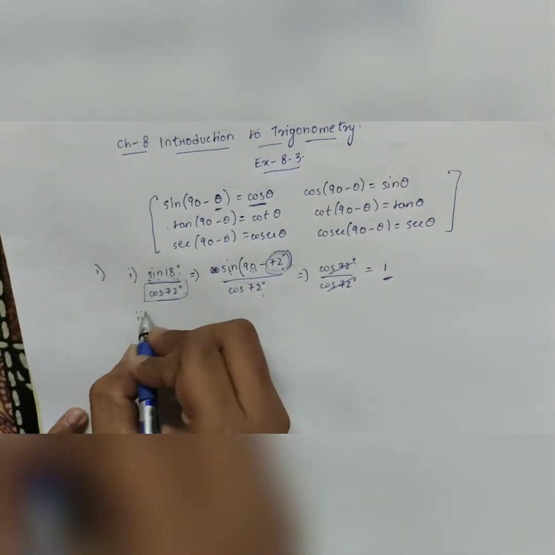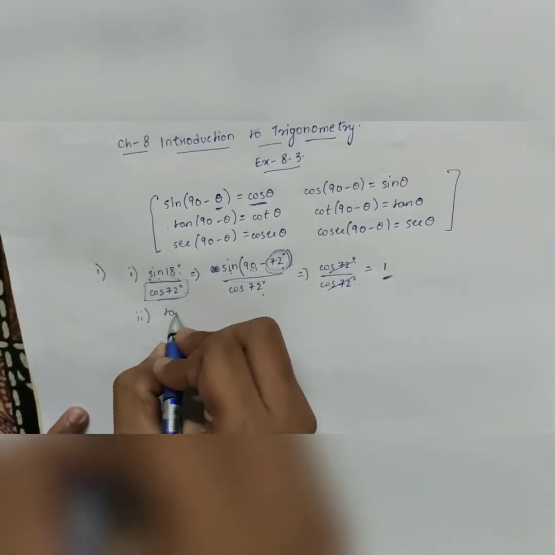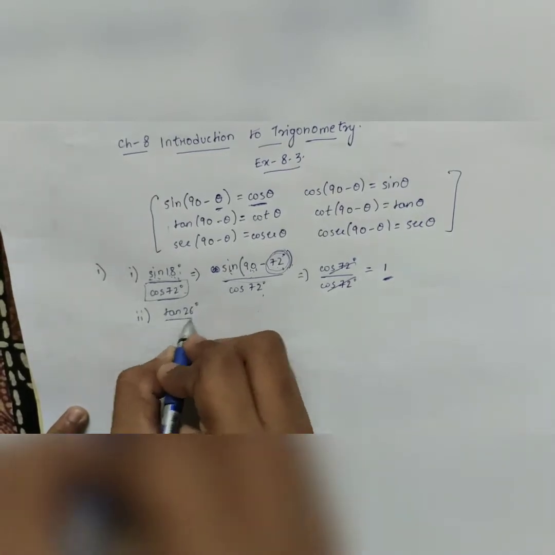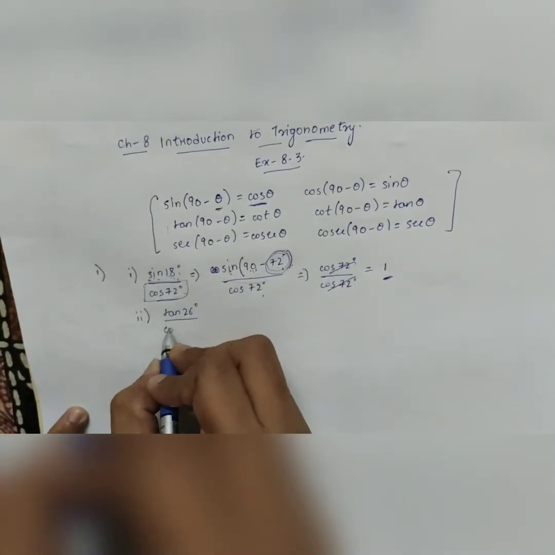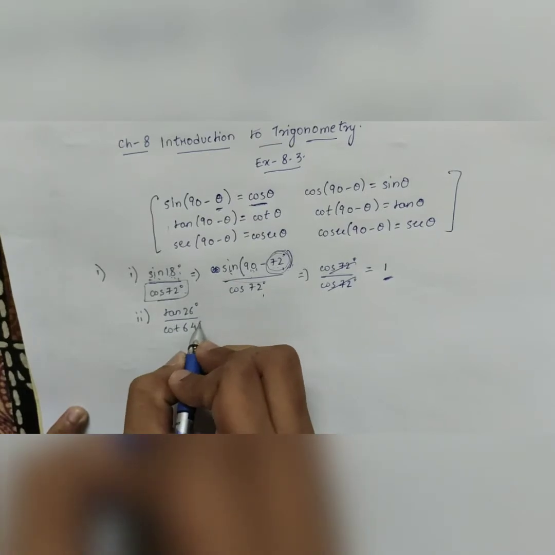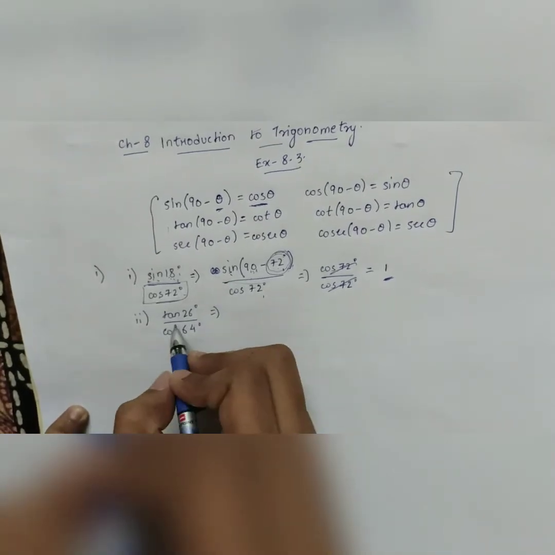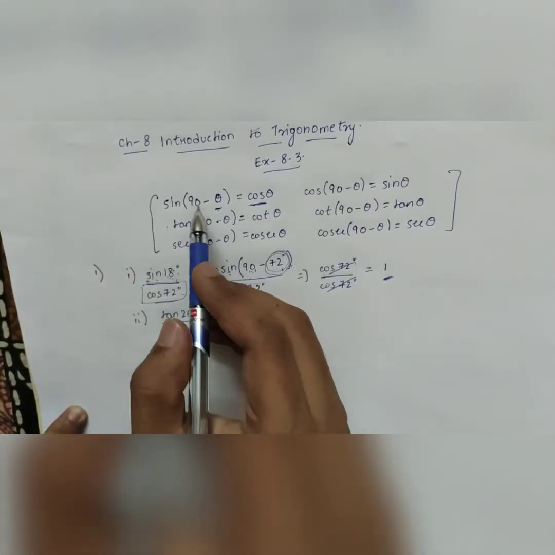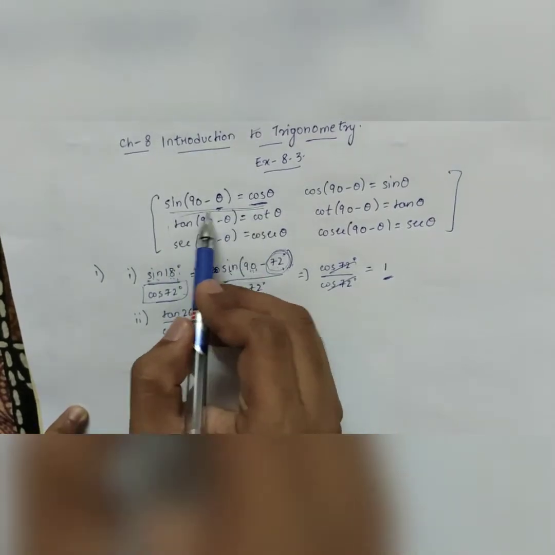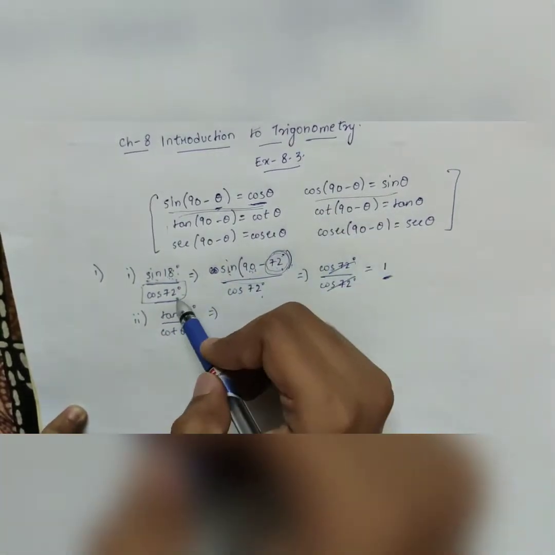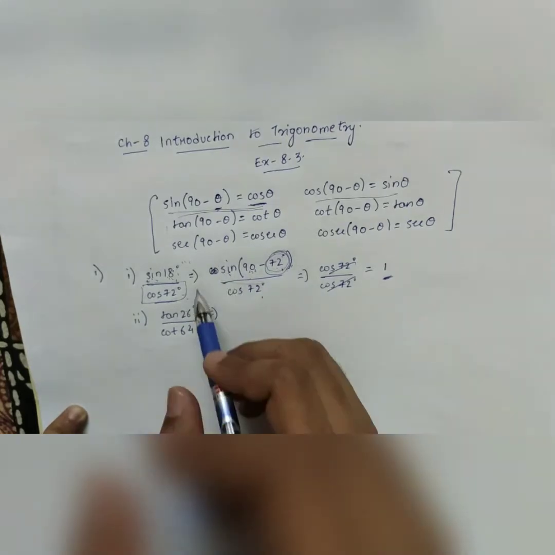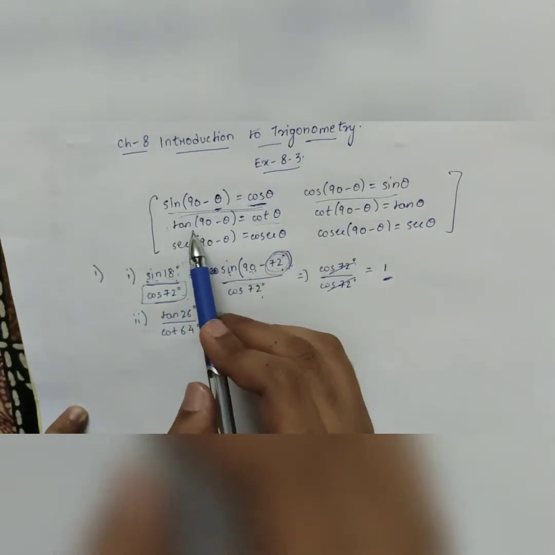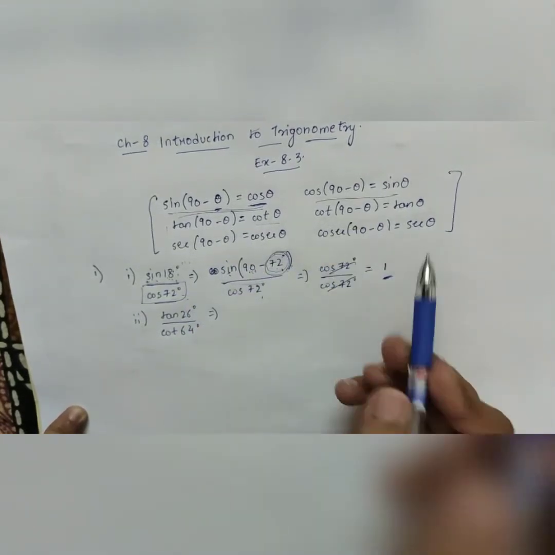So let's move on to the second part of this question. Tan 26 divided by cot 64. So again the same thing. Here we use the second identity, in the form of tan and cot, or cot and tan.